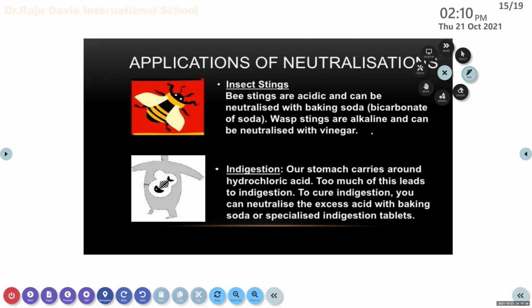So bee stings are acidic in nature. They produce some kind of acid called formic acid, causing irritation or itching in the affected area. It can be neutralized. In order to neutralize something which is acid in nature, we need to add some kind of base. So here we are adding a base called baking soda.